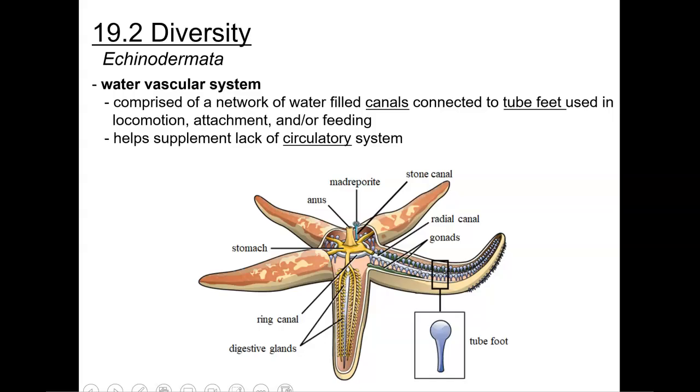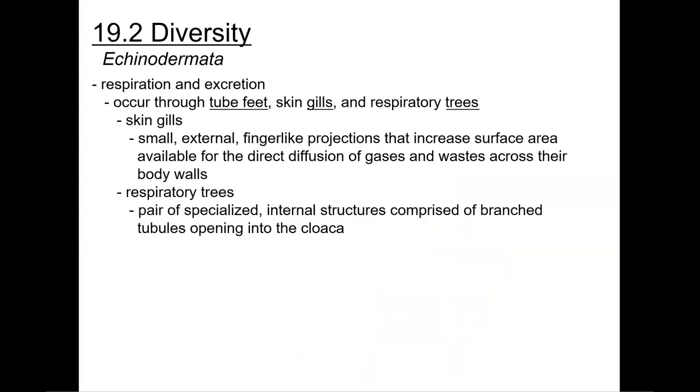Water vascular systems are going to be comprised of a network of water-filled canals that are connected to tube feet that are going to be used in locomotion, attachment, and/or feeding. This is going to help supplement the lack of a circulatory system. Respiration and excretion will occur through their tube feet, their skin gills, and respiratory trees.